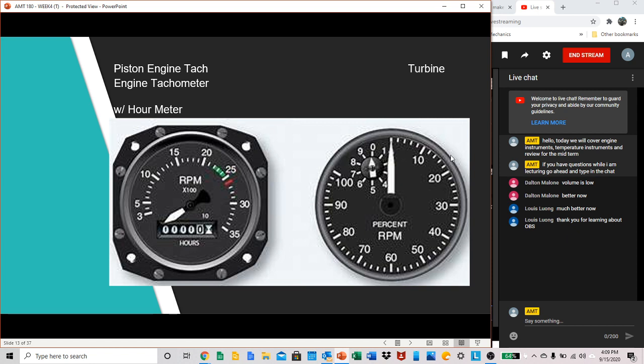On the other side here, we have a tachometer for a turbine engine, and turbine engines are measured in percentage of RPM, with 100% RPM being max power for that turbine engine. And those ratings are set by the manufacturers. So, a little bit differences of some readings between piston engines and turbine engines tachometers.